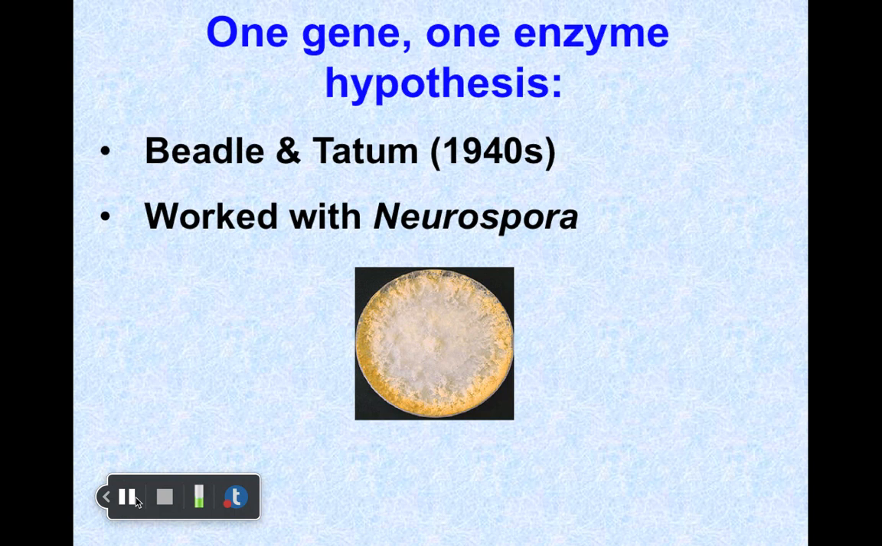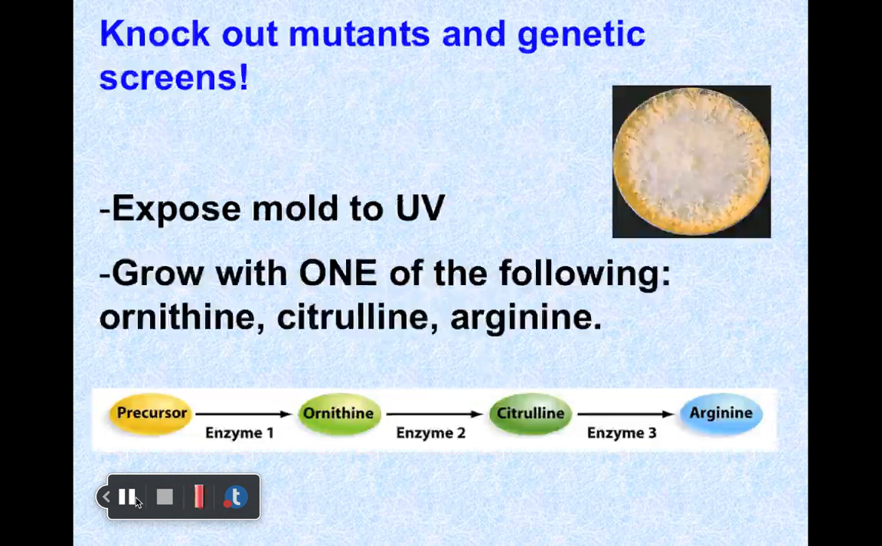They worked with a very common mold called Neurospora, and based on their observations, they came up with the so-called one gene, one enzyme hypothesis. What they did is work with this mold that involved a very basic metabolic pathway shown toward the bottom of the screen. So this mold requires, on the far right here, the amino acid arginine.